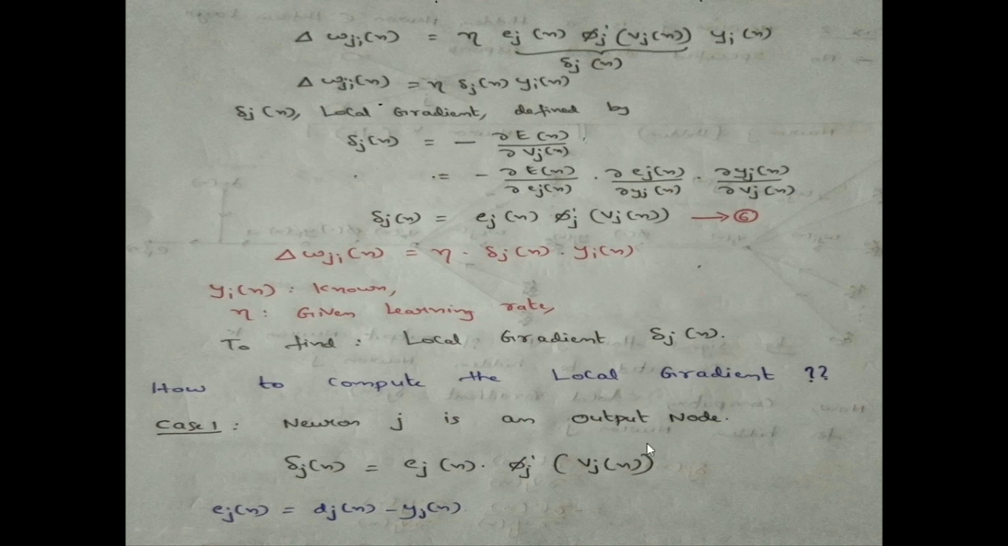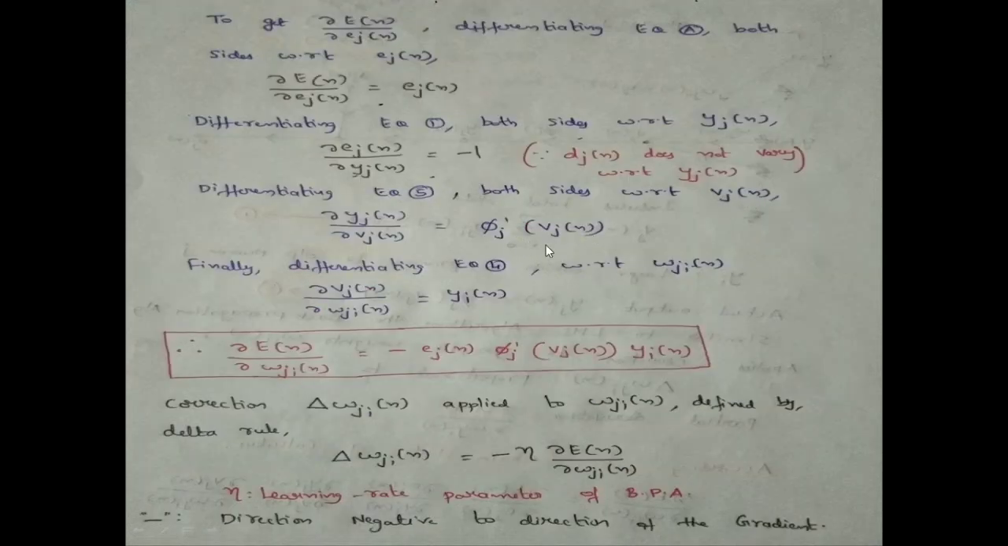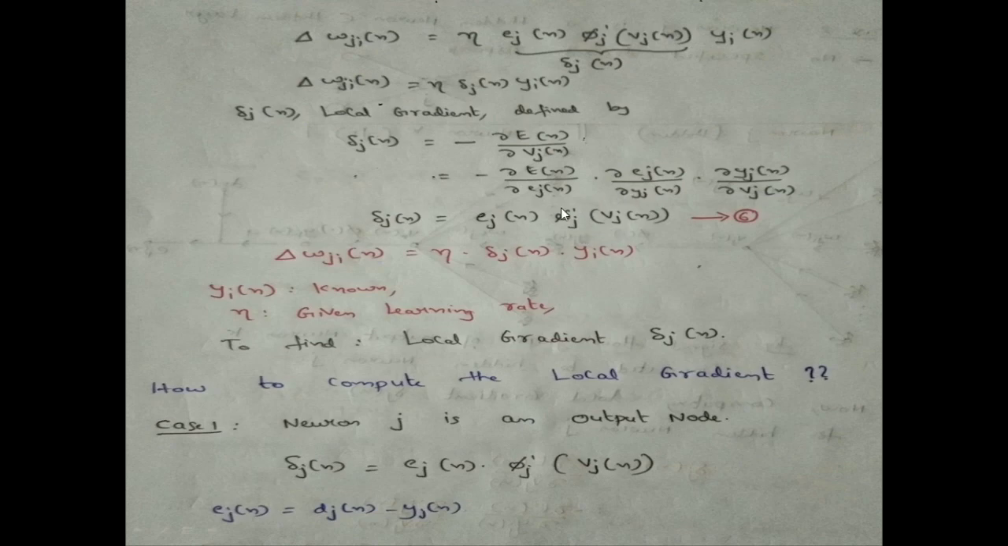The value of this term is Ej of n, and the value of the second term, that is ∂Ej(n)/∂Yj(n), is minus 1. So that minus and this minus will now be plus. And now the value of ∂Yj(n)/∂Vj(n) is phi dash of Vj of n. So we substitute here phi dash of Vj of n. So finally ∂E(n)/∂Vj(n) will be Ej of n times phi j dash of Vj of n. Let us assume that this is equation 6.